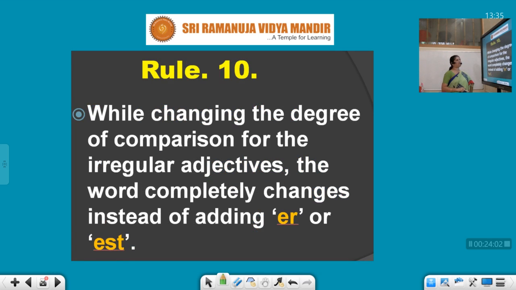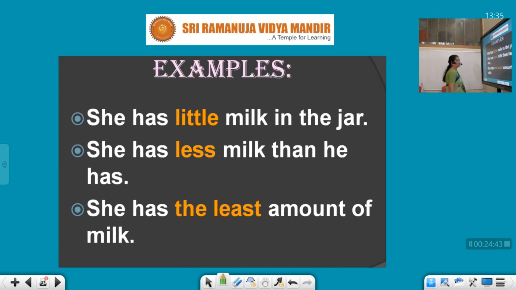Now coming up to rule number 10. While changing the degrees of comparisons for the irregular adjectives, I told you there are some irregular adjectives which will not take er, est or more or most. Like little, less, least, bad, worse, worst, good, better, best. The entire word changes. So you can see here, while changing the degrees of comparisons for the irregular adjectives, the word completely changes instead of adding er or est. We don't add er or est, it completely changes.